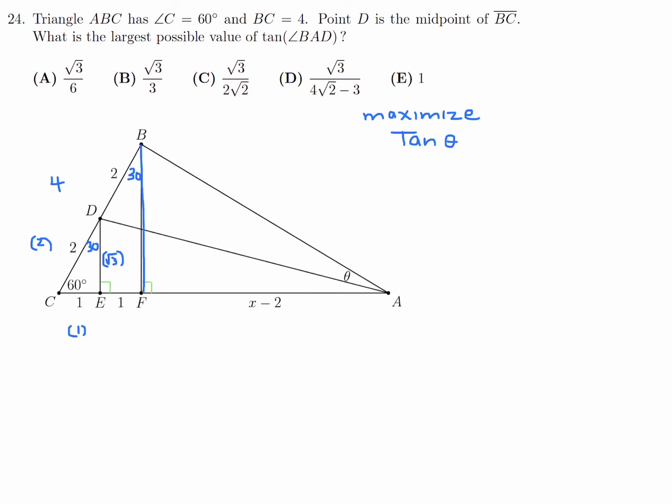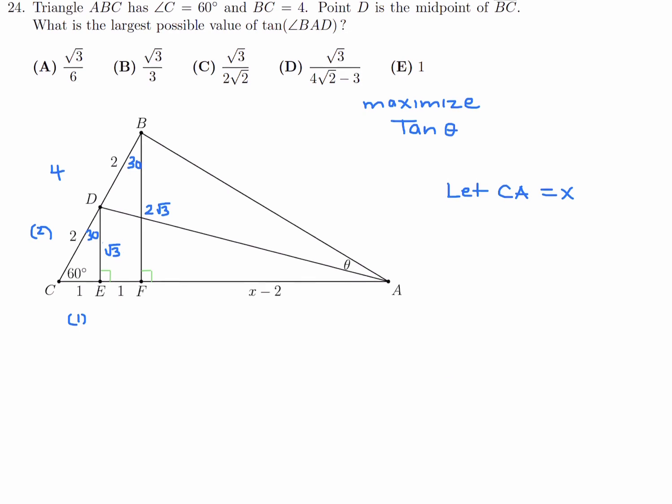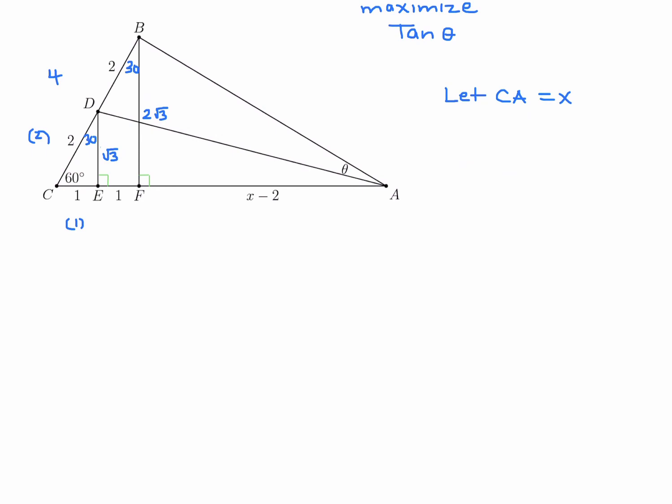And for completeness, we can also call BF a certain distance, and that's pretty easy to figure out. That will be just 2 root 3, again using the 30, 60, 90 relationship. And the actual length of DE is root 3. So I'll just put that root 3 right there. Now at this point, we need to start labeling CA, and I'll let CA equal x. So this whole distance from here to here will be x. And therefore, the distance from A to F will be x minus 2. So that is the labeling of our diagram.